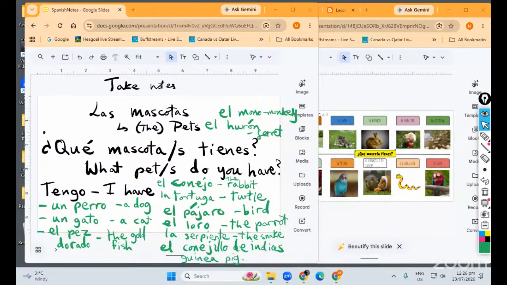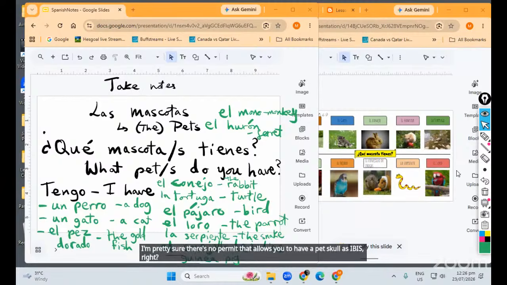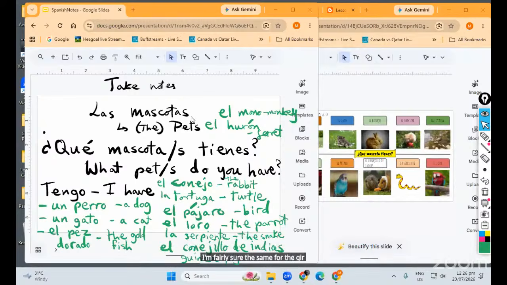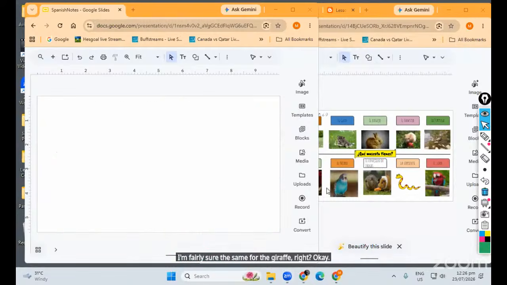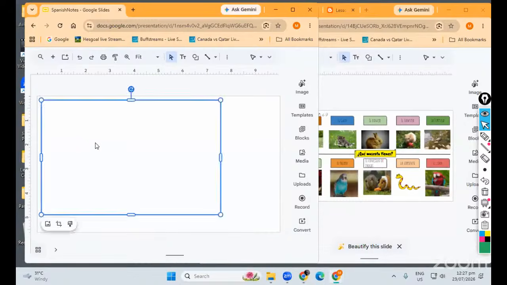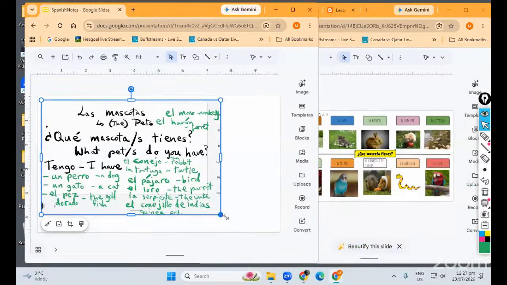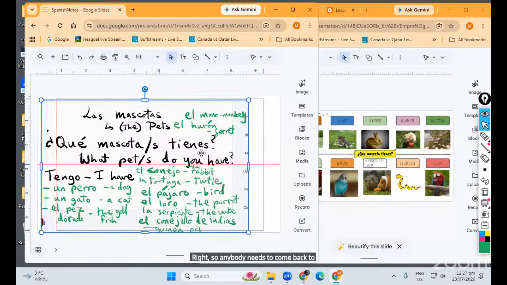Frog is rana, rana. Ferret is on the screen, it's huron. I'm pretty sure there's no permit that allows you to have a pet scarlet ibis, right? I'm fairly sure the same for the giraffe, right? Okay. So anybody who needs to come back to the notes, they are right here.